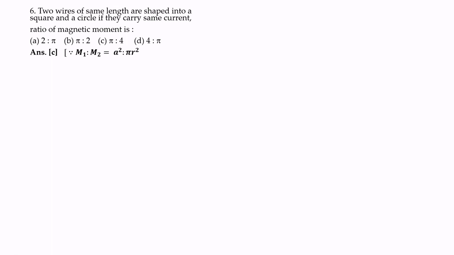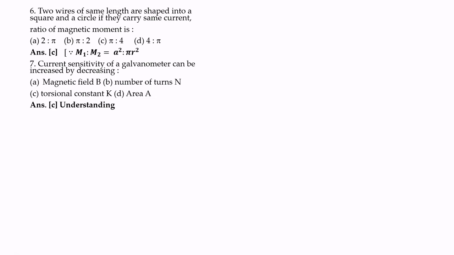Two wires of the same length are shaped into a square and a circle. If they carry the same current, the ratio of the magnetic moments is 2 is to pi, pi is to 2, pi is to 4, or 4 is to pi. The correct answer is C, because m1 is to m2 is equal to a square into pi r square.